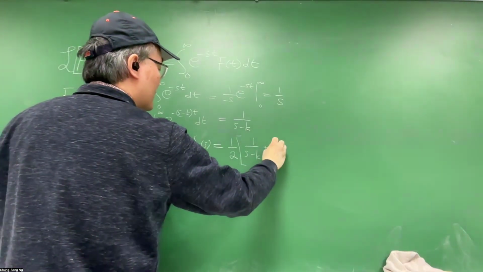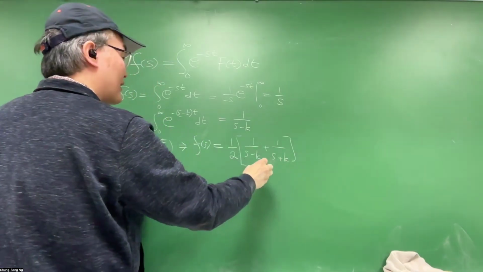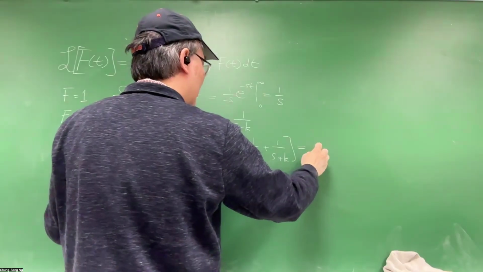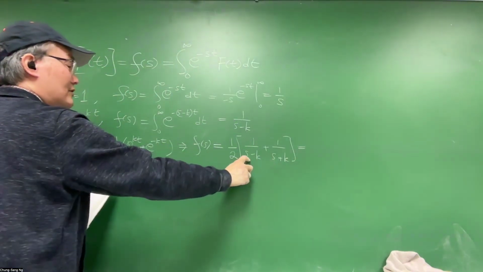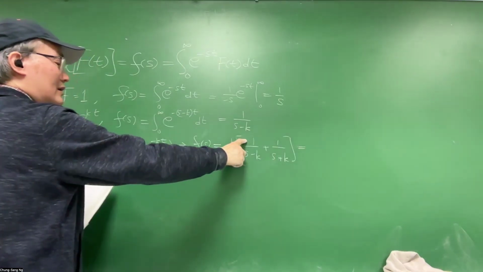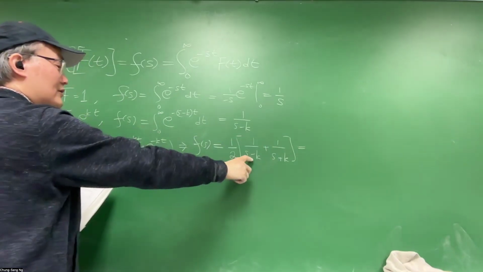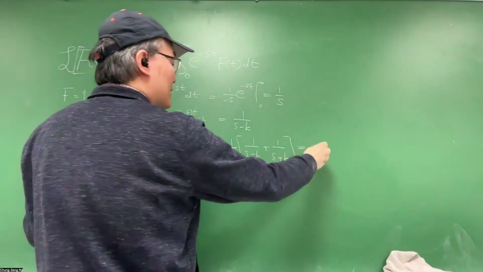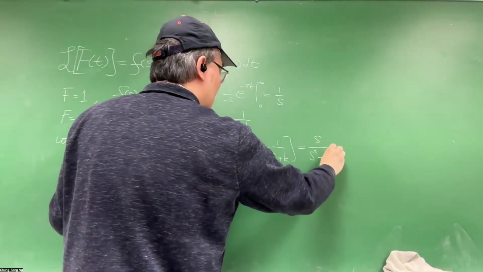It's s plus k. And you can simplify that also by taking the common denominator. The common denominator is the product of the two, s squared minus k squared. And the numerator is s plus k plus s minus k, the k is cancelled, and you have a factor of 2s, and cancel 2, s divided by s squared minus k squared.